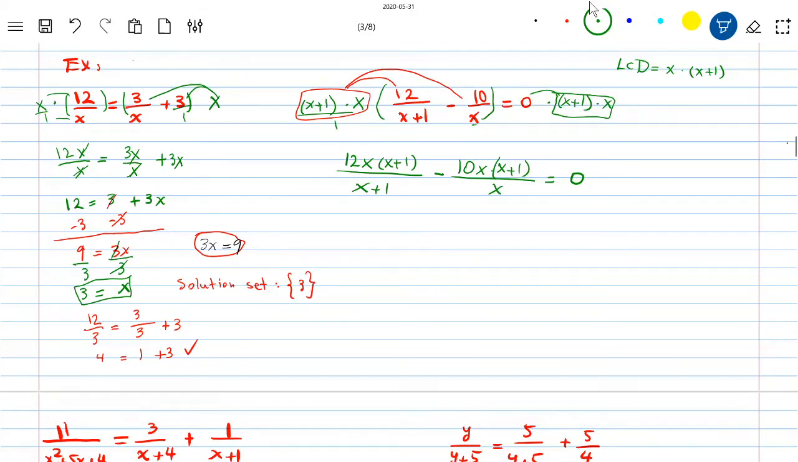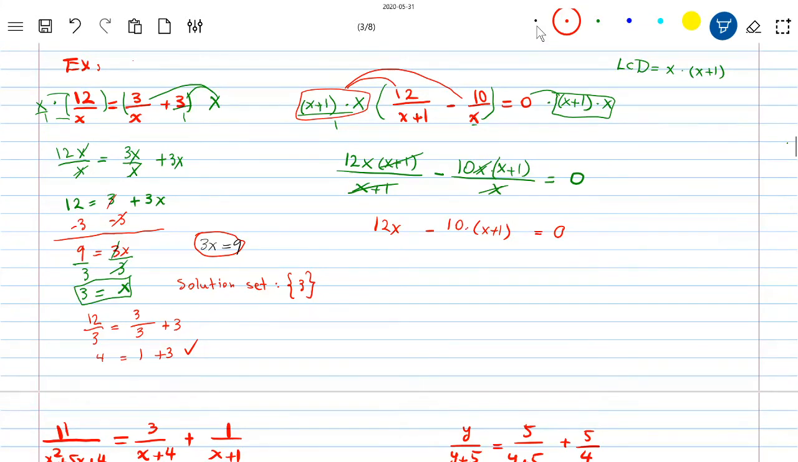Now you can cancel out. I can cancel out x plus 1 and x plus 1. This was the whole purpose. I can cancel out x and x. So what do I have? I have 12x left in this term. Minus, for the other one, there is a 10 and x plus 1. 10 times x plus 1. Close.